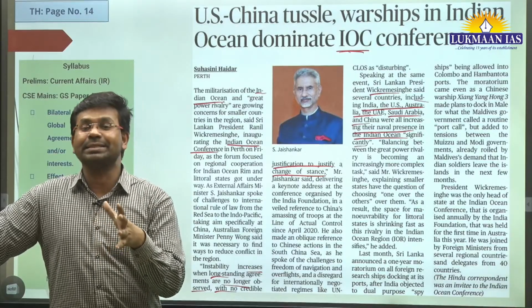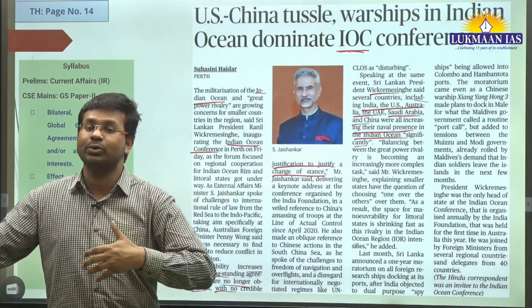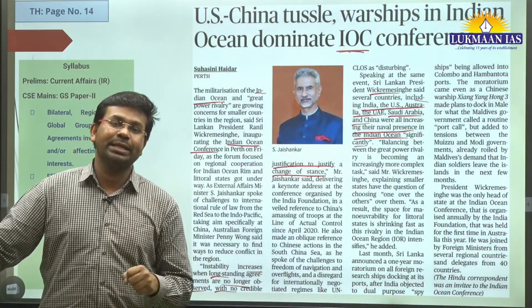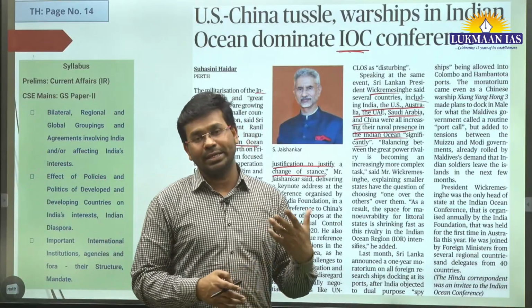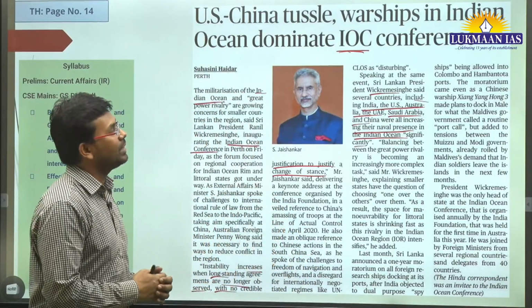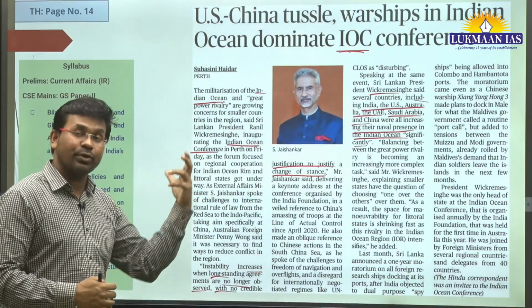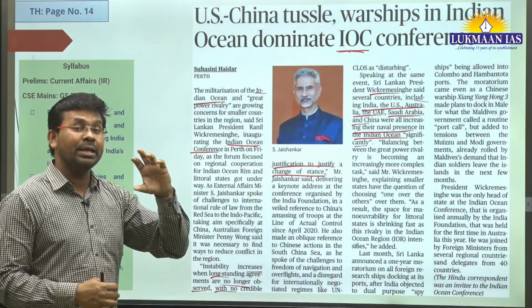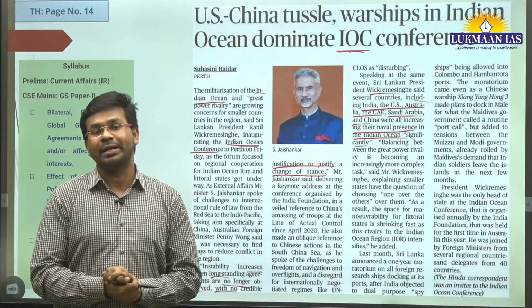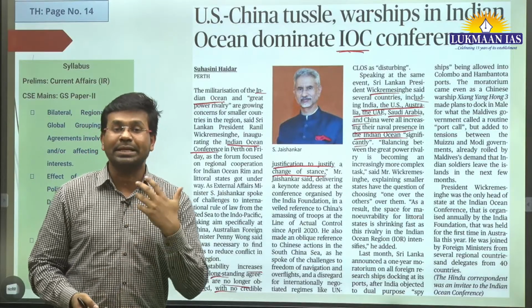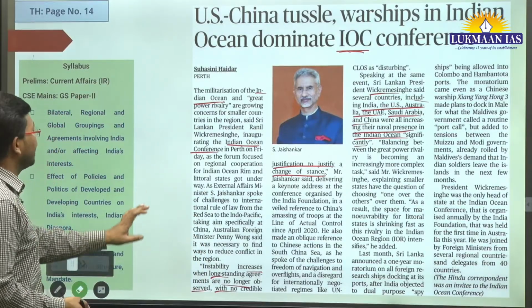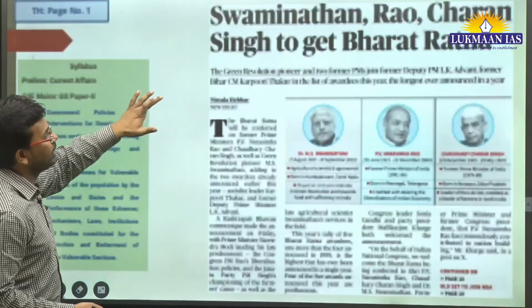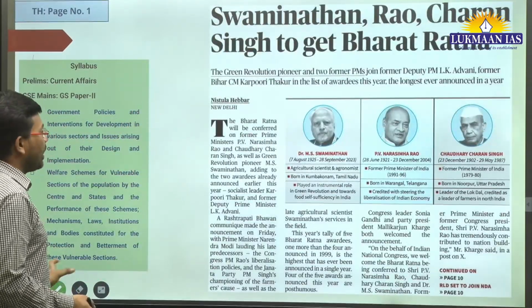And this raises concerns among various countries who share a maritime border in the Indian Ocean region. India is a primary stakeholder in the Indian Ocean region. In this article, they have mentioned the stance of various countries. They have discussed the apprehensions and concerns that these countries have related to securing the Indian Ocean region from any kind of conflict.